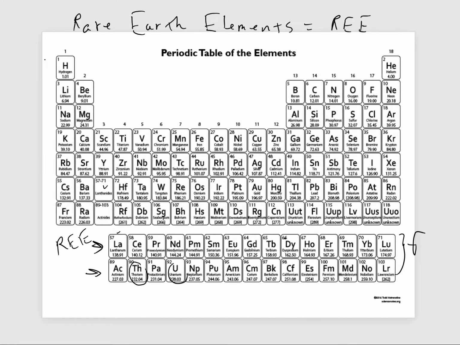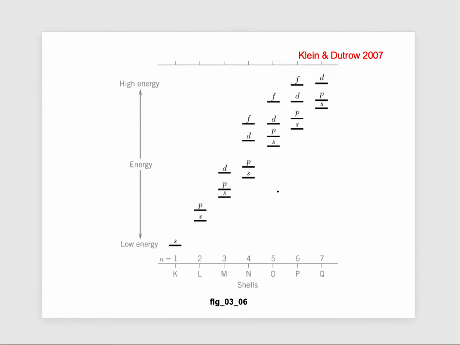But come back to this diagram in Klein and Dutrow. Take a look at this. When we start filling in the 4f orbitals, that's the first place that those f orbitals arise. They are also almost identical in energy to the 5d orbitals. And the 4f and the 5d are actually splitting the energy of the 6s and the 6p orbitals. So there's a little bit of craziness in terms of the energy levels that the electrons are choosing when they're trying to find that lowest energy level. Where are they going to go?